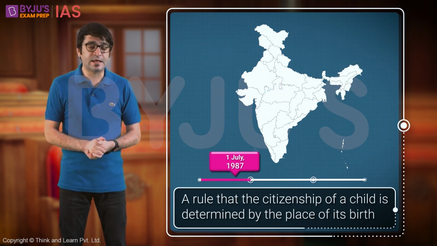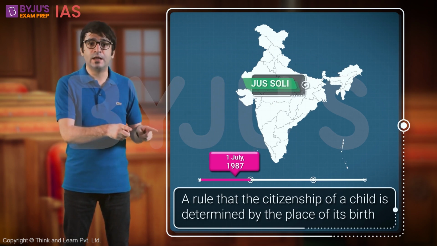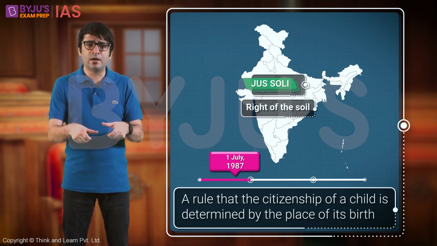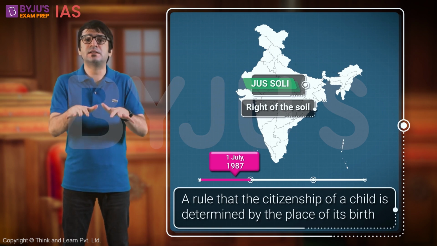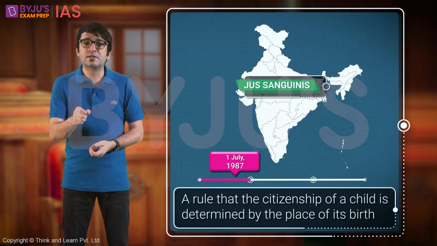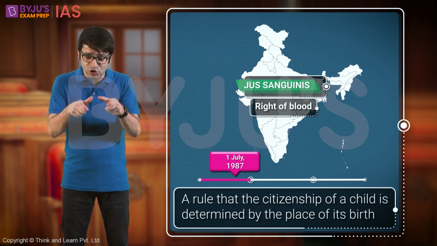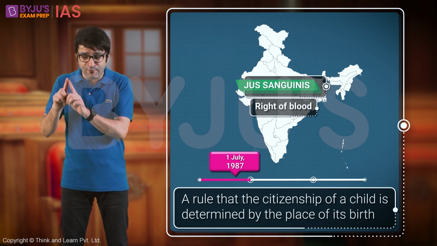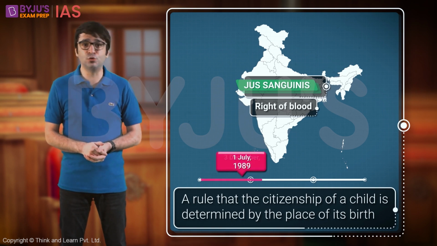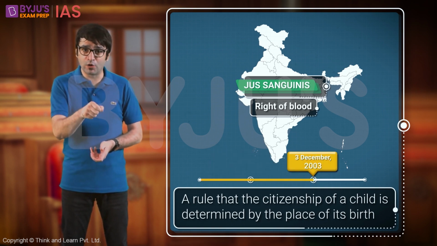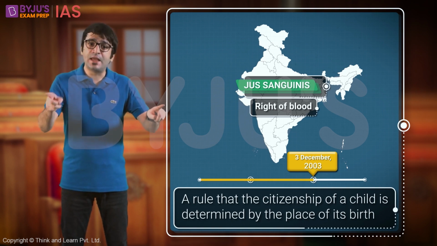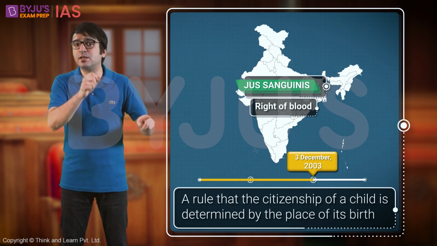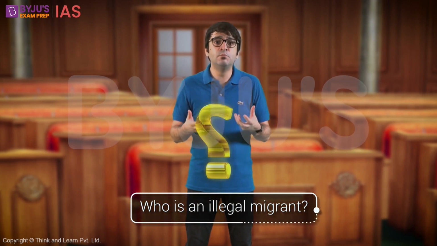That means till 1987, what were we following? Jus soli, law of the soil. The child born on the soil of India, regardless of the nationality of the parents, is an Indian. But after that, jus sanguinis, law of the blood. The child born will become an Indian citizen if one of the parents is an Indian. From 2003 onwards, this child born on the soil of India will become an Indian if one of the parents is an Indian and the other is not an illegal migrant at the time of the birth. But now the question is, who is this illegal migrant?